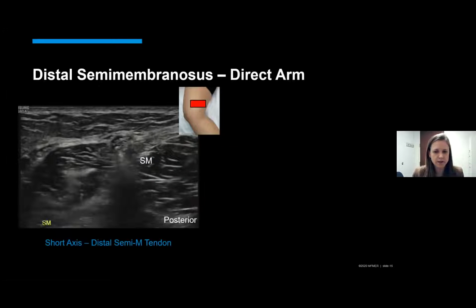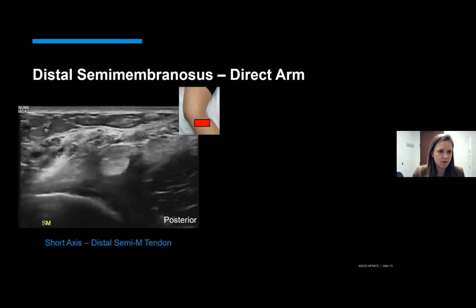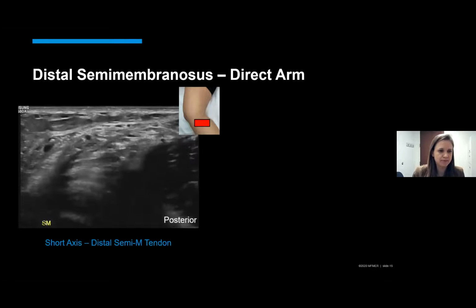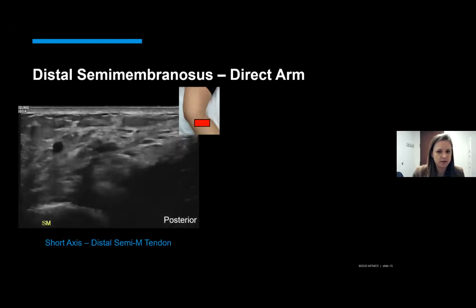So the direct arm, which is the primary attachment of the tendon to the tibia, is where we'll start this scan. So here, again, we're in short axis over the posterior knee, just proximal to the popliteal crease. So here is the semimembranosus muscle and tendon, and then you can see the gracilis tendon just anteriorly and medially. And then as we scan distally, we can watch this semimembranosus tendon go distally, pass over the joint line, and then insert onto the posterior medial tibia.